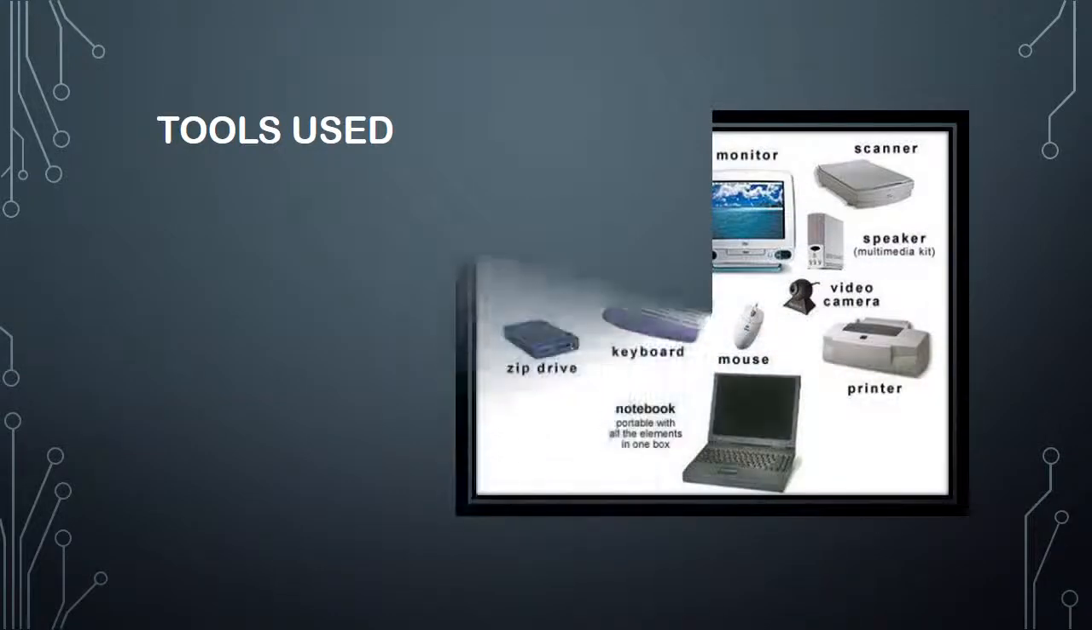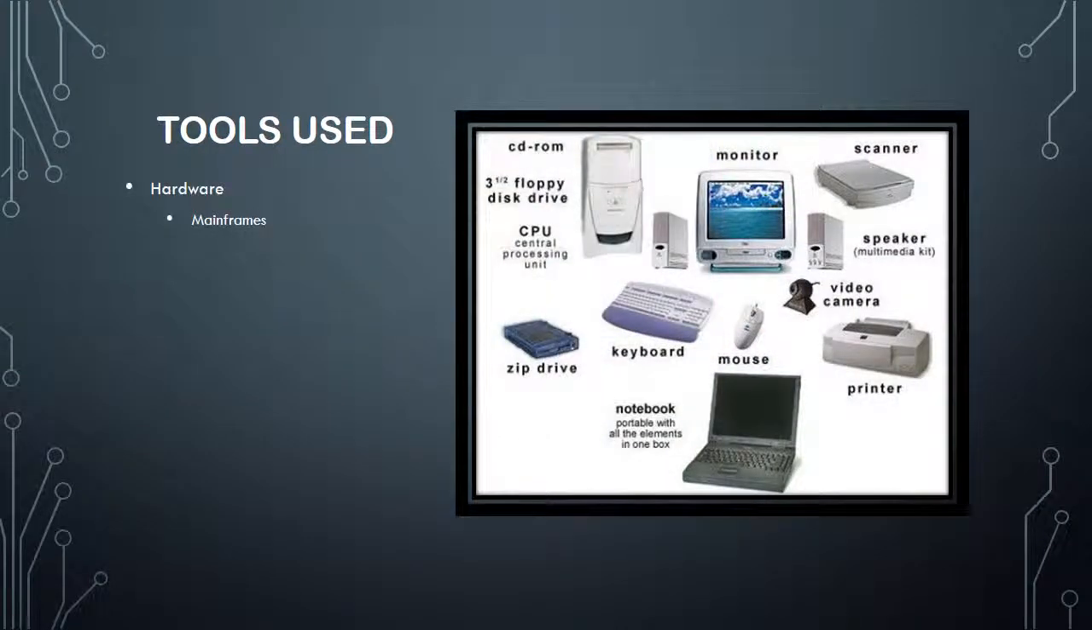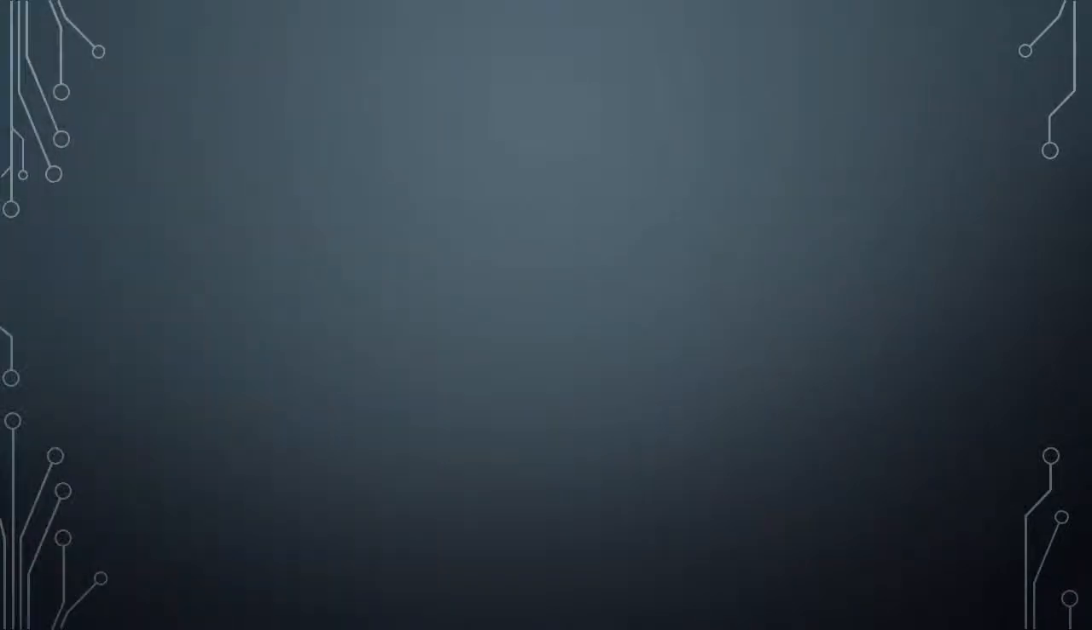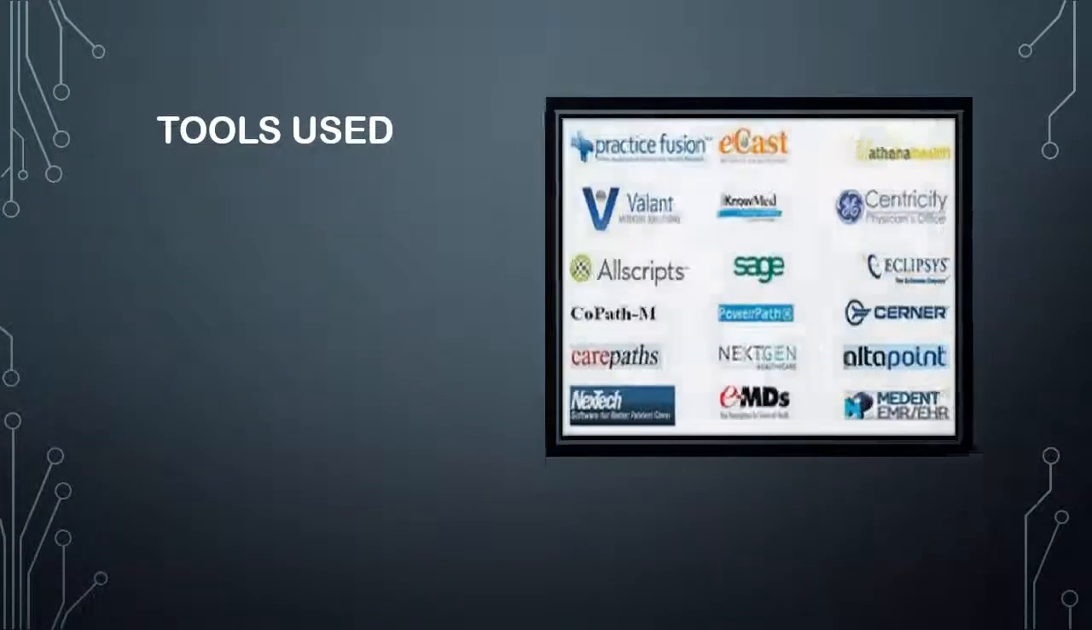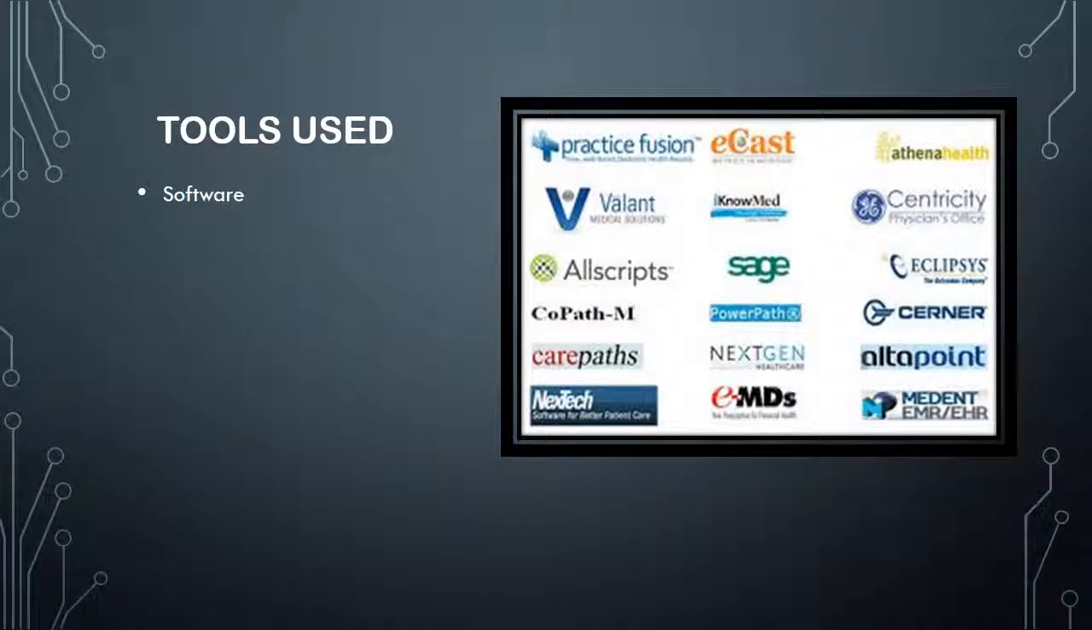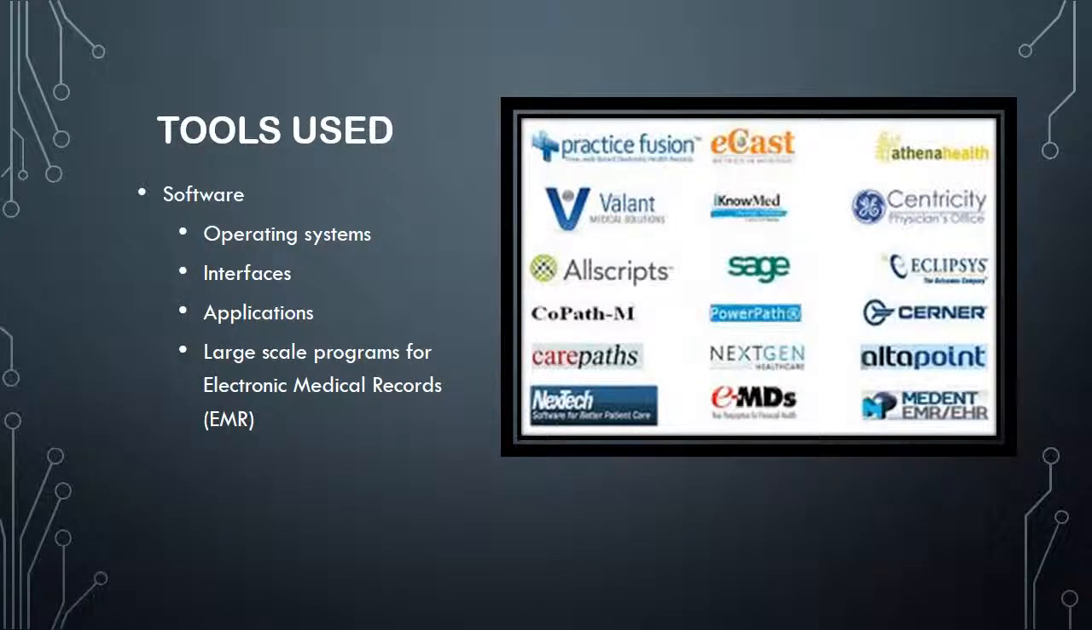What are the tools used? Hardware includes mainframes, media, cables, lines and routers, storage devices, and monitors. Software includes operating systems, interfaces, applications, and large-scale programs for electronic medical records, such as Allscripts, Cerner, or NextGen.